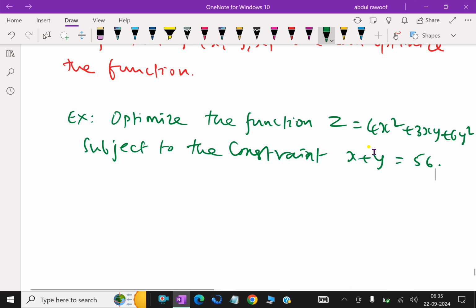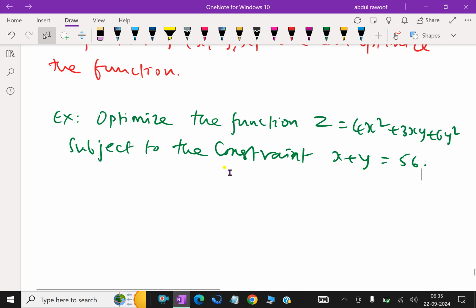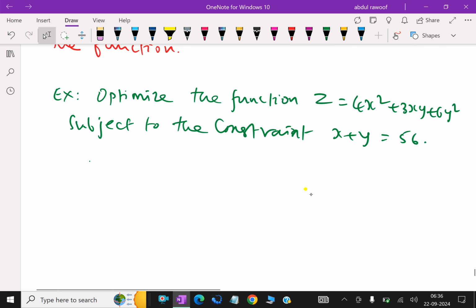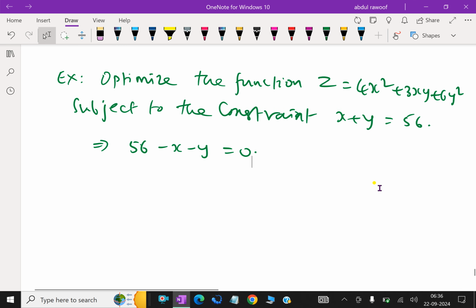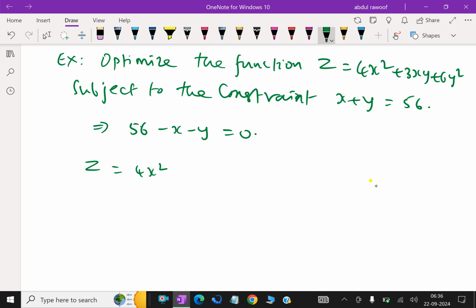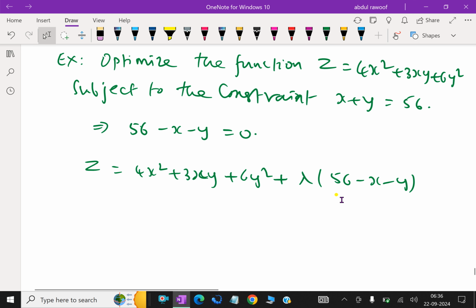Look at here. This original function is z equal 4x squared plus 3xy plus 6y squared. The constraint function is x plus y equal 56. From the constraint equation, we get 56 minus x minus y equal to 0. That means we collect everything on one side, and we substitute this into the original function. Therefore, z equals 4x squared plus 3xy plus 6y squared plus lambda times 56 minus x minus y, where lambda is Lagrange's constant.